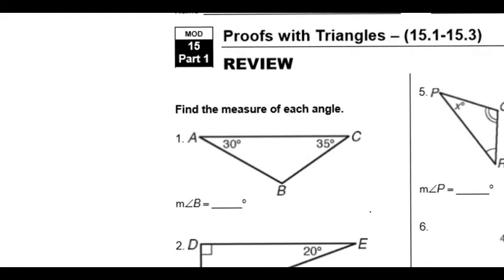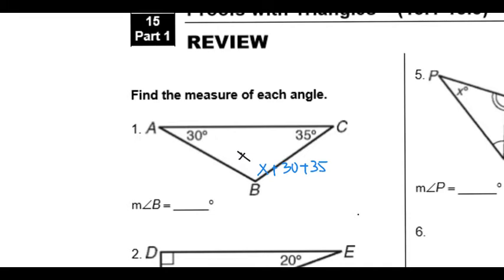Now, on number 1, you want to make sure that these three angles, angle A, angle C, and angle B, are all adding up to be 180. So we obviously do not know what angle B is. So we are going to set up an equation, x plus 30 plus 35 equals 180. That's the triangle sum theorem.